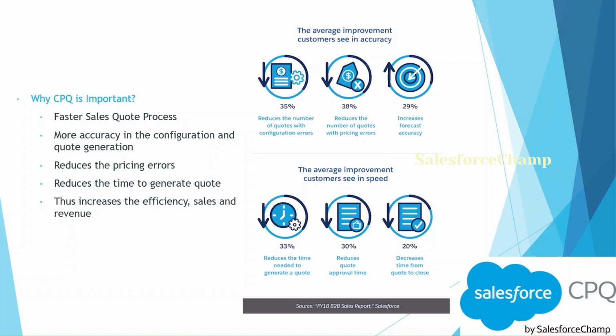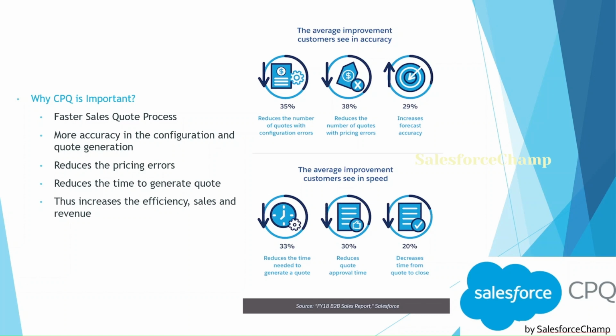So when it comes to the time required to generate a quote, since again we'll be automating a lot of things using CPQ, we can generate the quotes much quicker. So if you see from the screenshot below, it reduces the time needed to generate a quote by 33%.